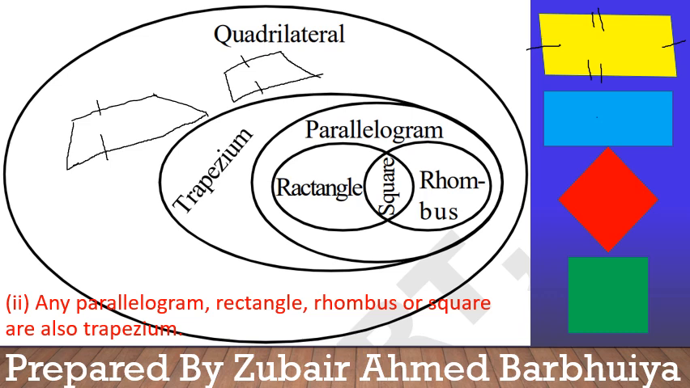In the rectangle, this side and this side are parallel, and this side and this side are also parallel, but to be a trapezium at least one pair of sides should be parallel. It has enough property to be a trapezium. So it has two pairs of opposite sides that are parallel.